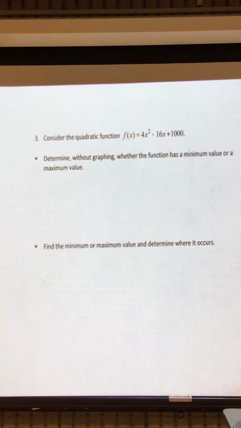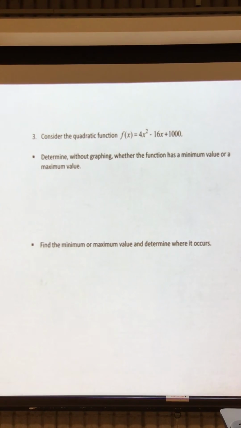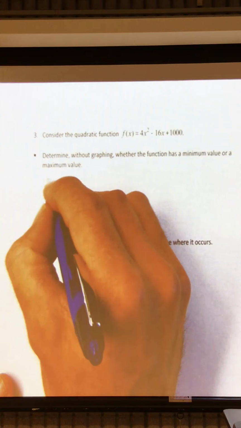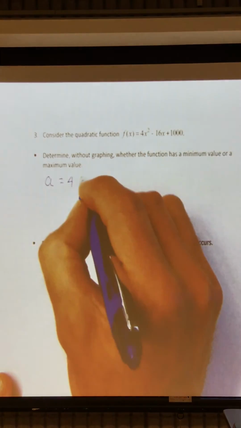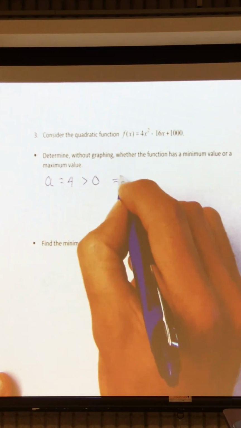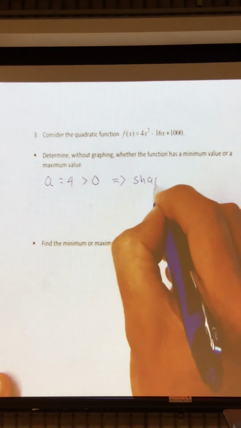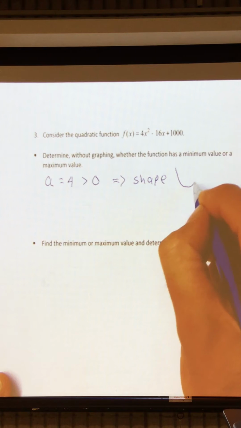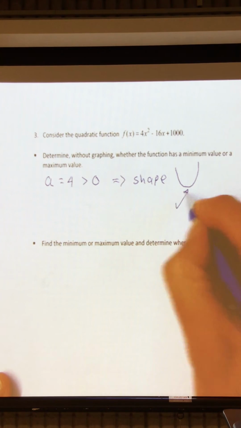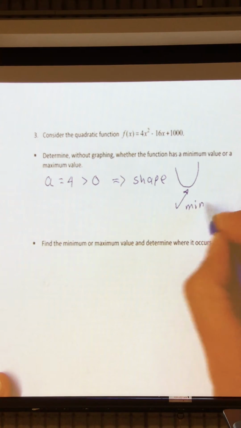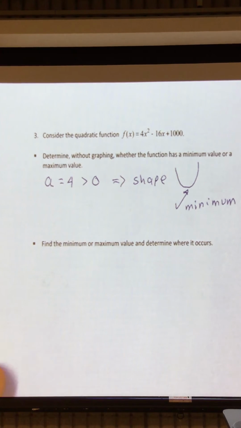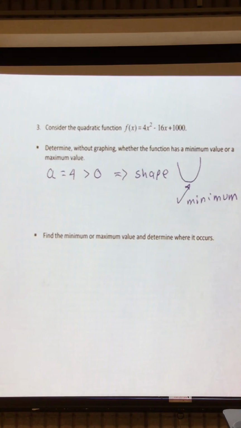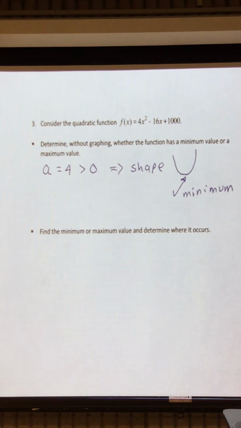Problem 3. Determine without graphing whether the given quadratic function has a minimum value or a maximum value. Well, we do this by looking at the value of a. The value of a is 4. That's a positive value, so that implies that the shape will be this way. And right there is our vertex, which is the lowest point, so that is a minimum. The quadratic function will have a minimum. Let's find that minimum value and determine where it occurs.